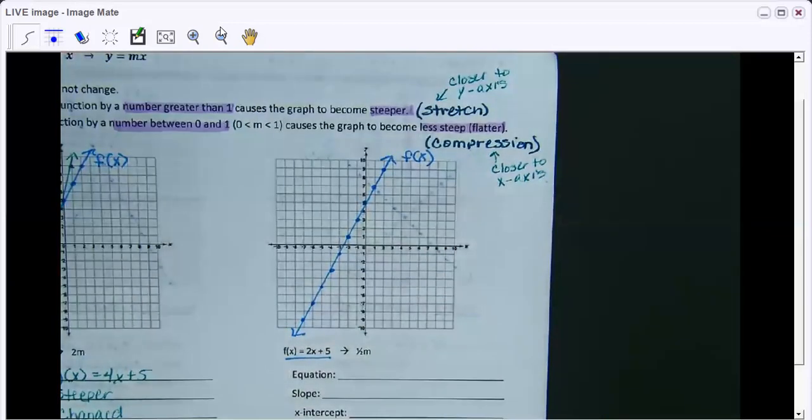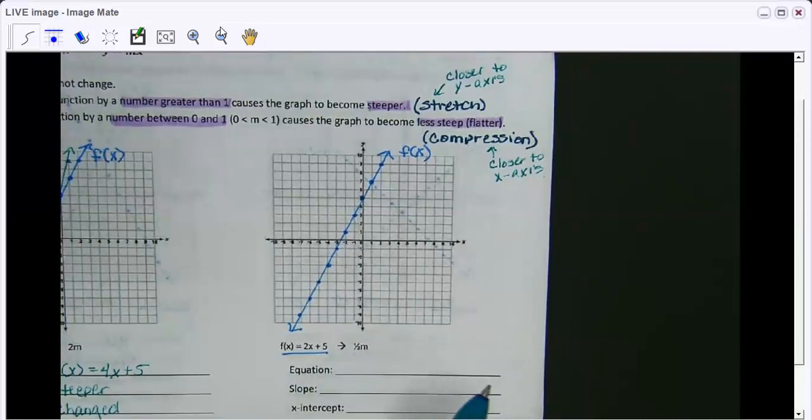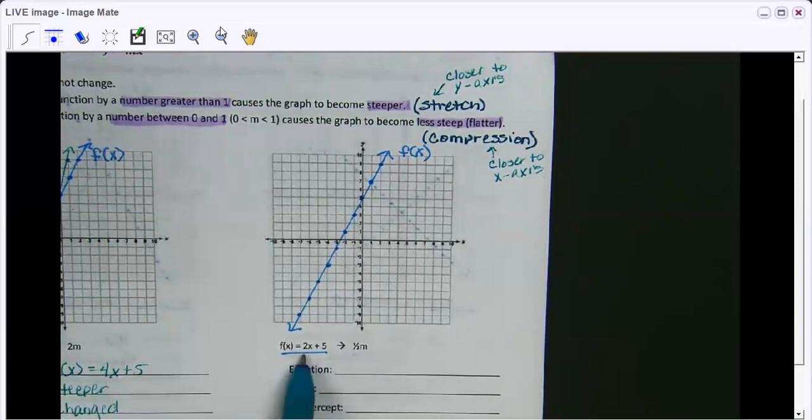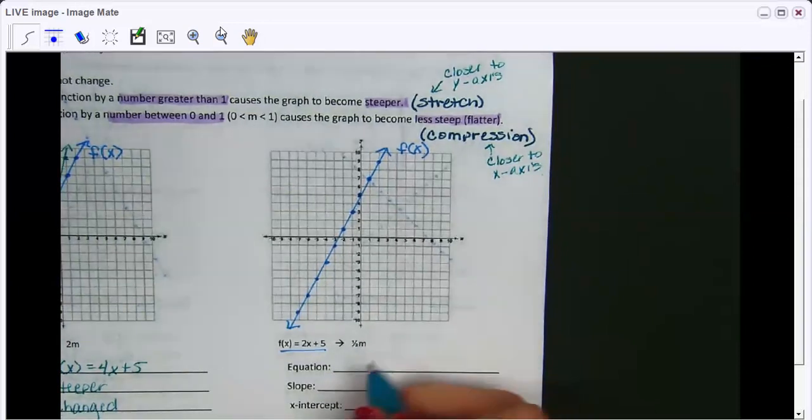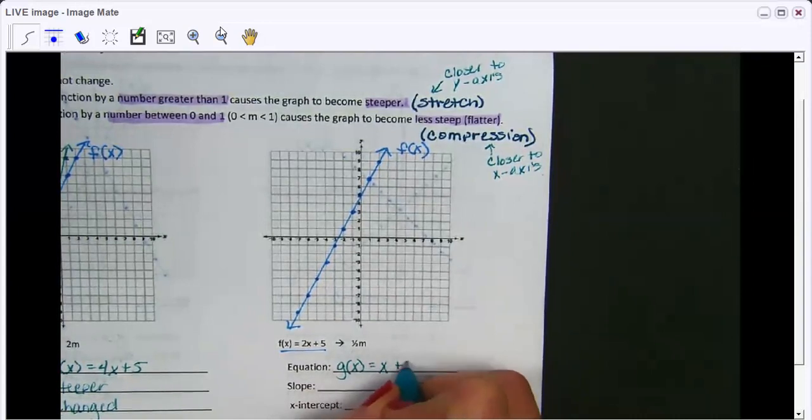Now, when we look at this second one, notice that it is a fraction. This is less than 1, but greater than 0. So anytime that you multiply it by a number between 0 and 1, then you're going to end up with a compression. It's going to get closer to the x-axis. So if we multiply our slope of 2 by 1/2, what happens to our slope? You get 1. So now our new equation is x plus 5.